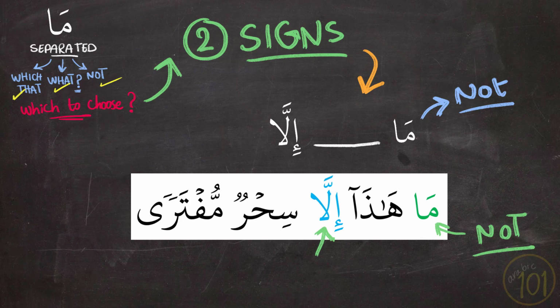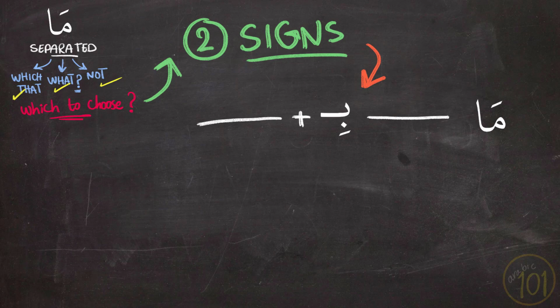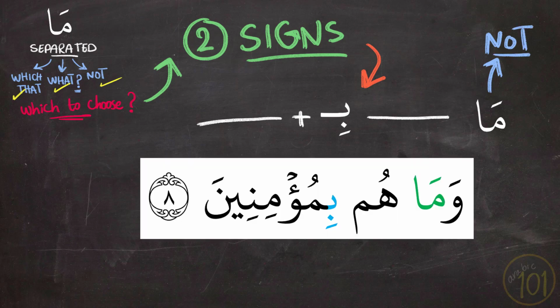And there is another sign, which is the b, when it is attached to a following word. And when this happens, it is another sign that ma here also means not. And this is a very frequent combination in the Holy Quran, like in these examples.